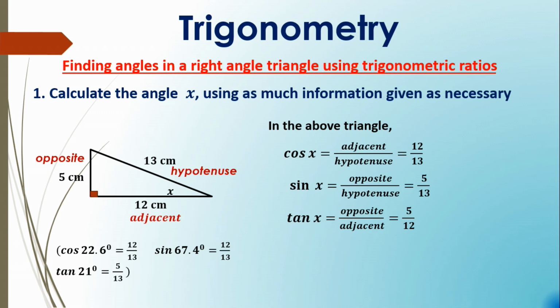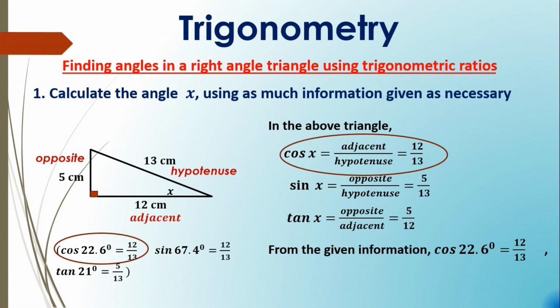Now we are going to compare whatever we have calculated as trigonometric ratio and whatever is given in this question. When comparing the given values and the calculated values, you will notice that cos of 22.6 degrees equal to 12 over 13 and cos x equal to 12 over 13. So we conclude that the angle x equal to 22.6 degrees.